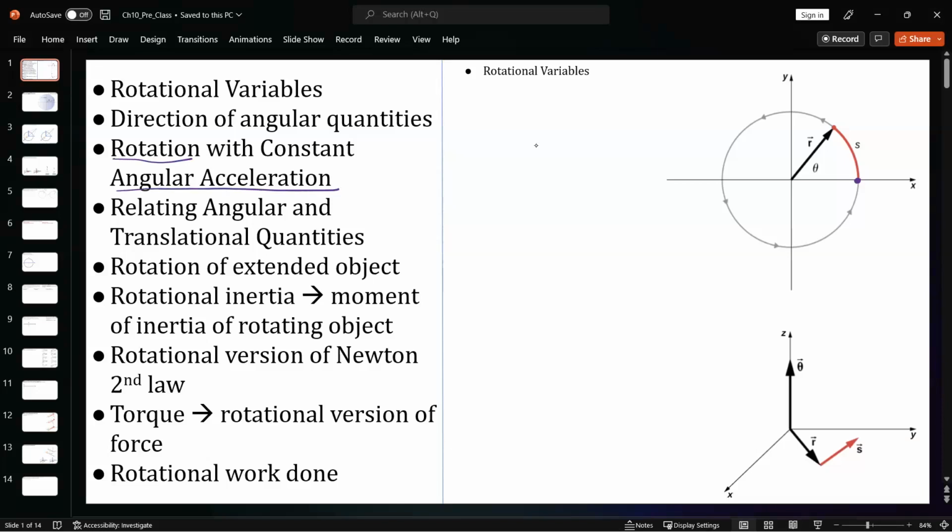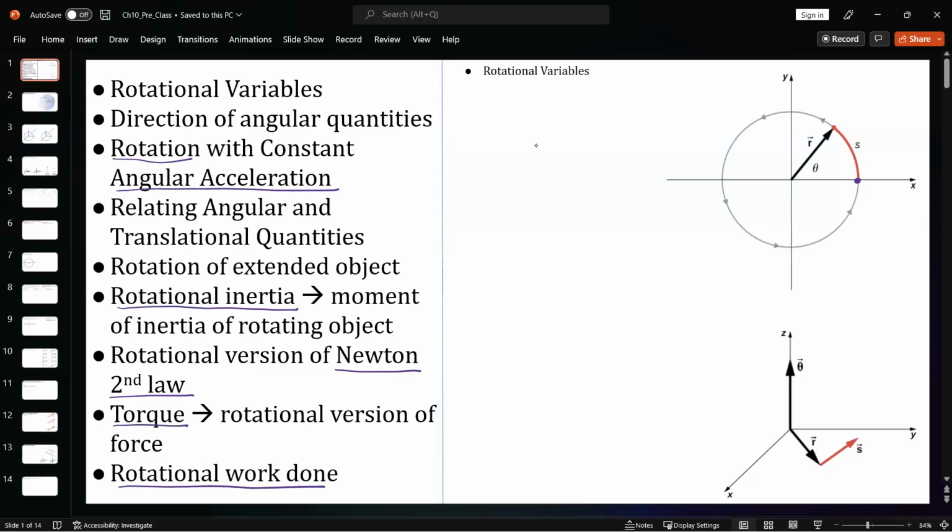Then we will take a look in detail at rotational inertia. That's a really important concept when a large object does a rotation. And then we will take a look at Newton's second law, rotational version, and also the torque and the rotational work done. Okay, let us start with the rotational variable.